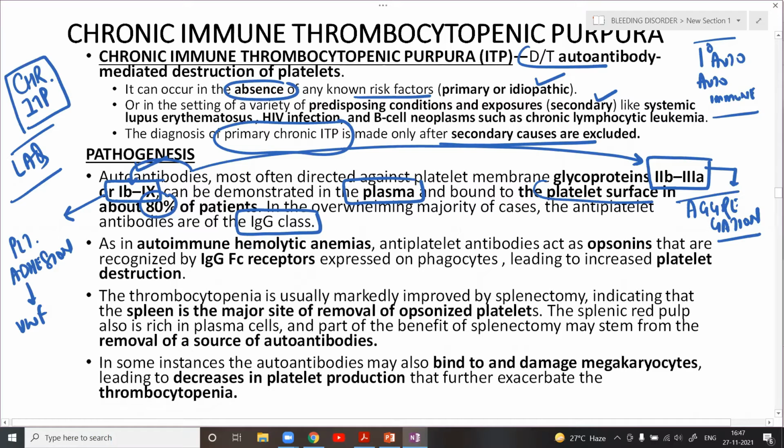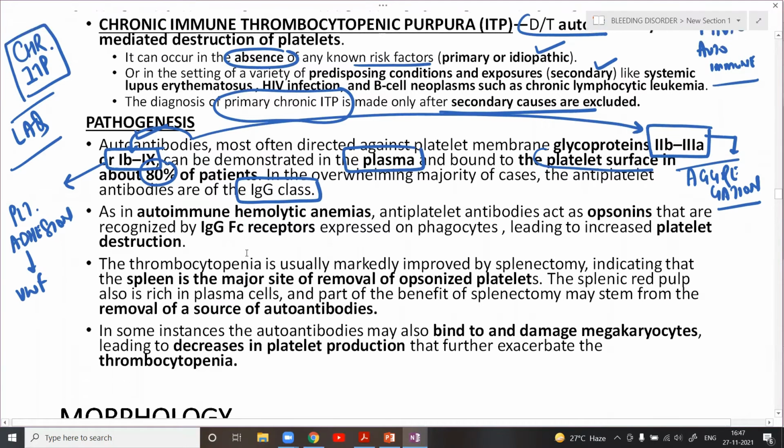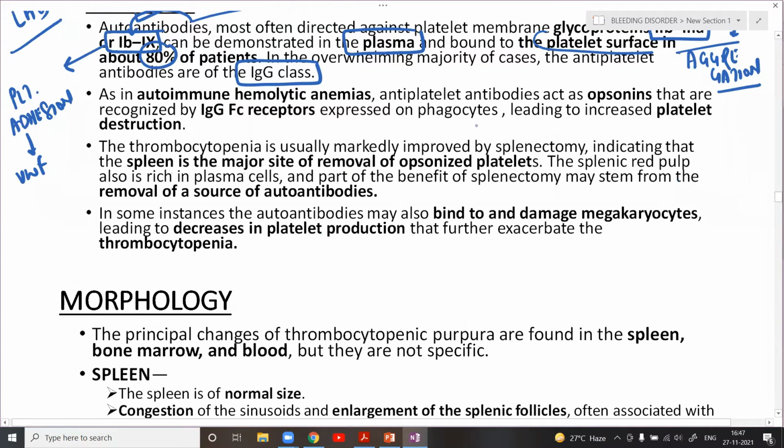Okay, now remember, just like in autoimmune hemolytic anemia, there is opsonization. I will show you with the help of a diagram. Suppose this is the basic platelet and this is a surface glycoprotein. So what is happening over here? This platelet, which has this glycoprotein on the surface, is coated by IgG.